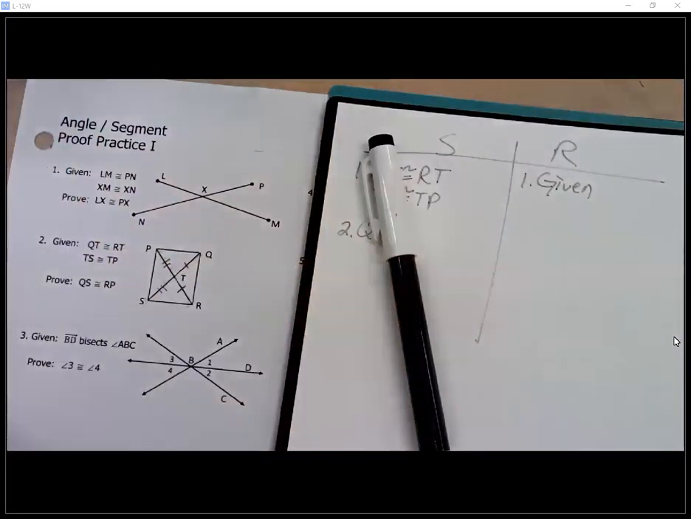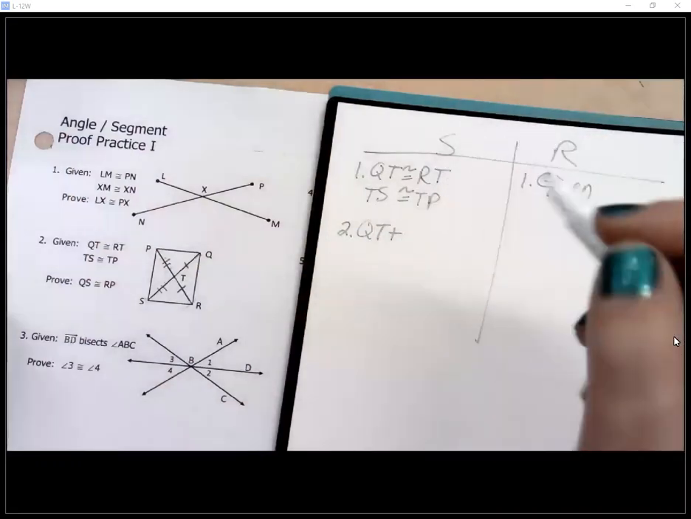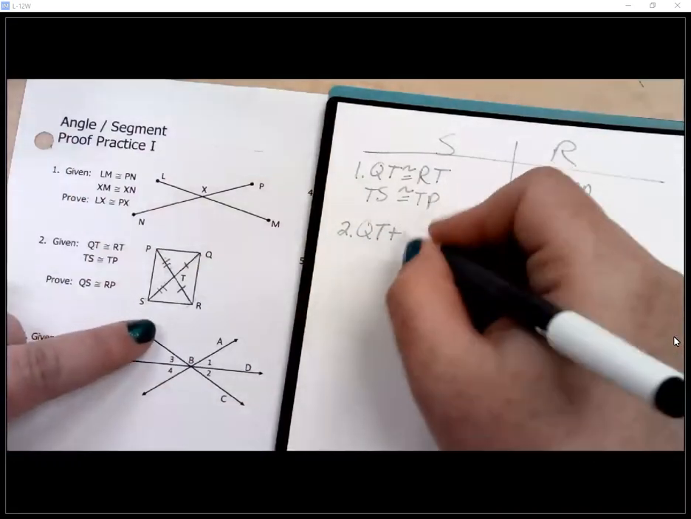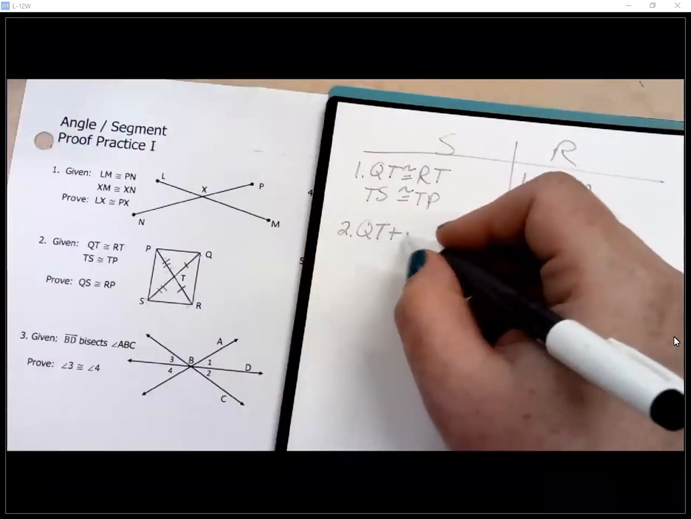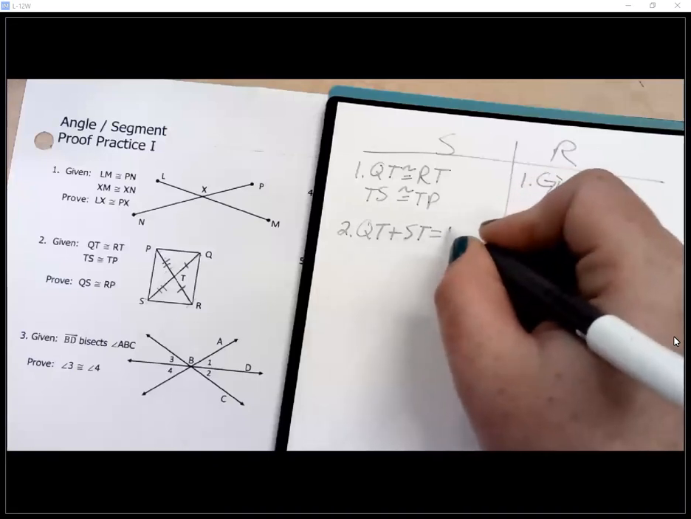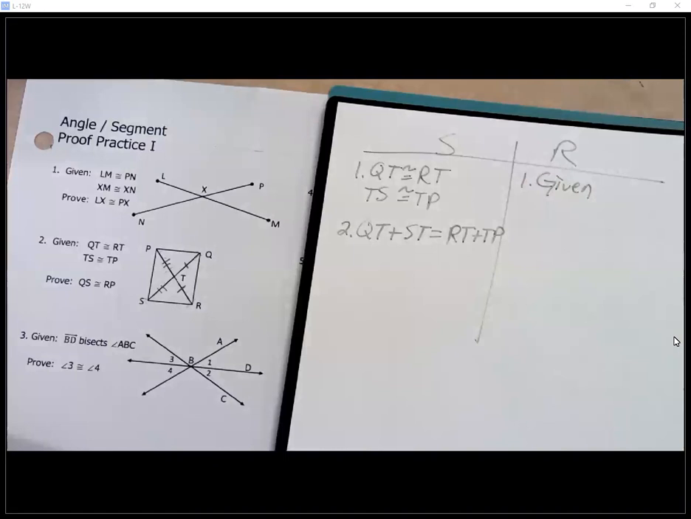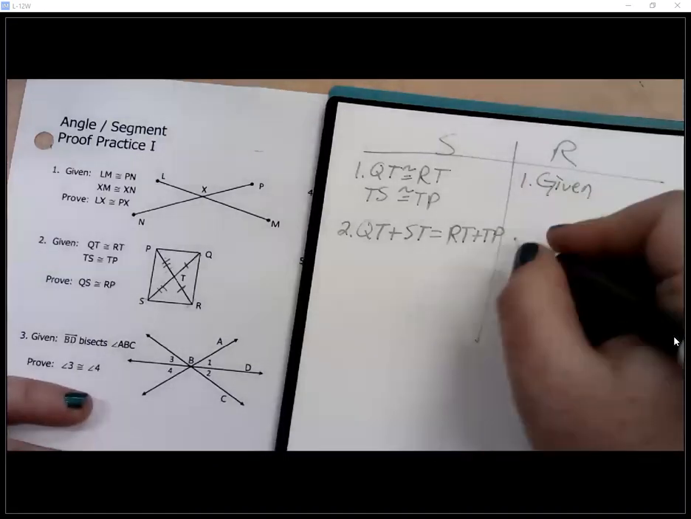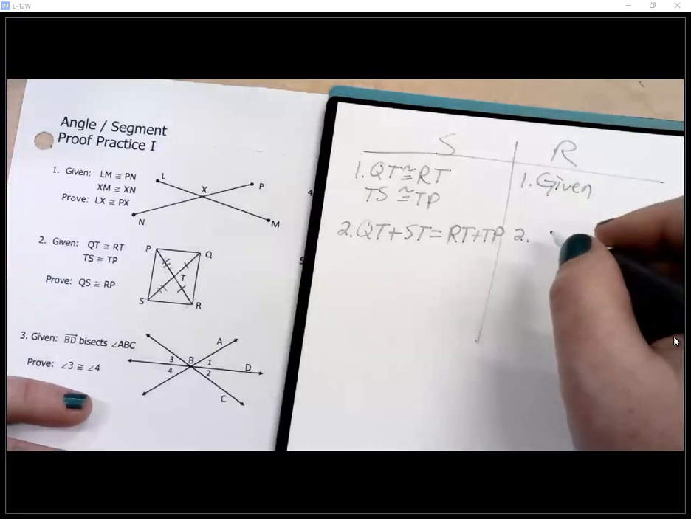Ava. Yeah. Will you do QT plus RT equals ST? Hold on. QT plus what? ST. Yes. Equals what? PT plus RT. Yes. I'm going to write it as RT plus TP if you don't mind. Same thing. And what was your reason for that? Would be substitution. No. So let's recap what she's done.